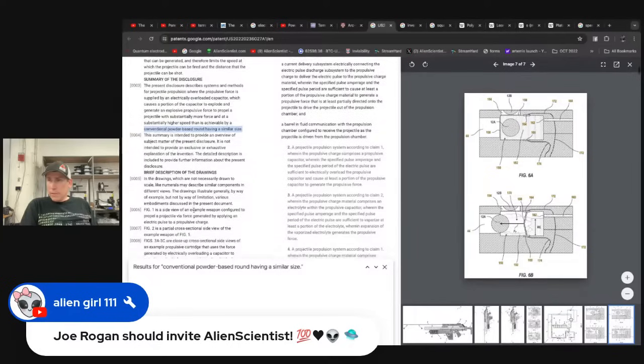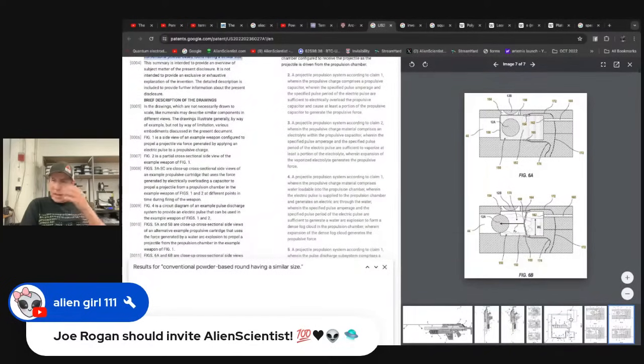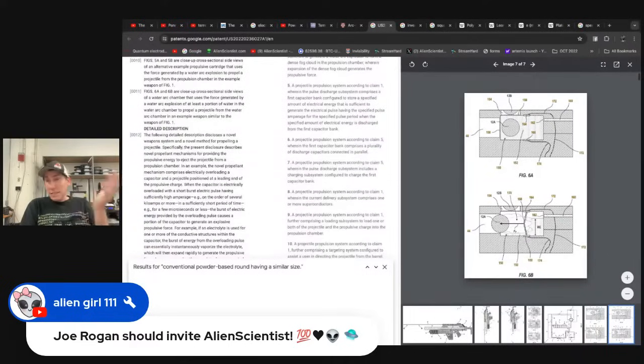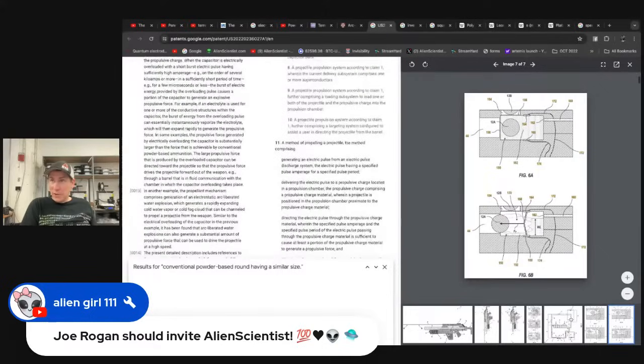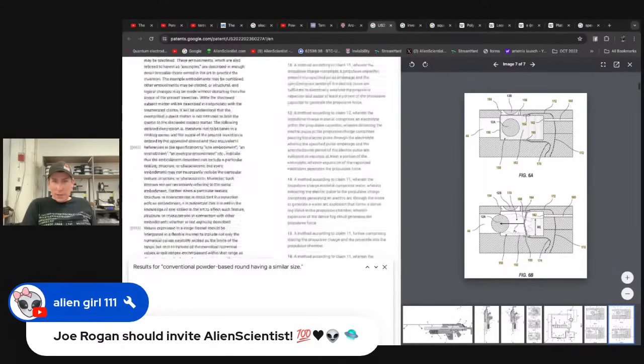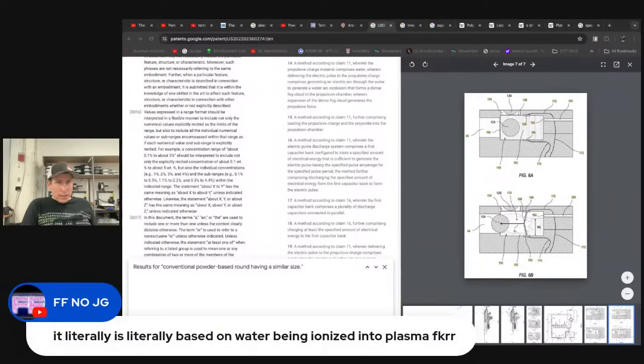So I'm not sure what the detonation velocity is of a blown up capacitor or these things. I'd like some physical specs. What's the muzzle velocity? Yeah, there's a lot of questions I'd have about this technology, and this is literally based on water being ionized into plasma. Yeah, some of that stuff's interesting.